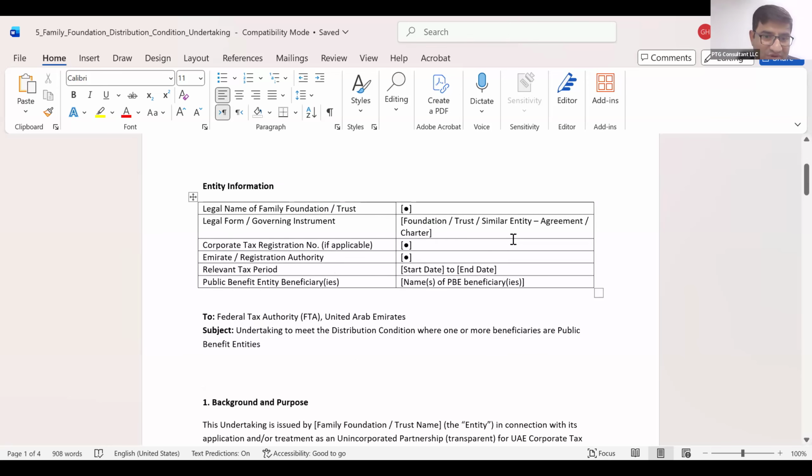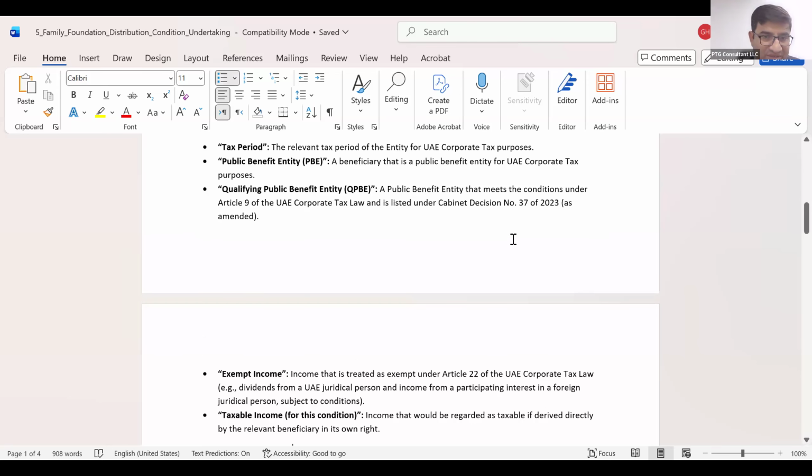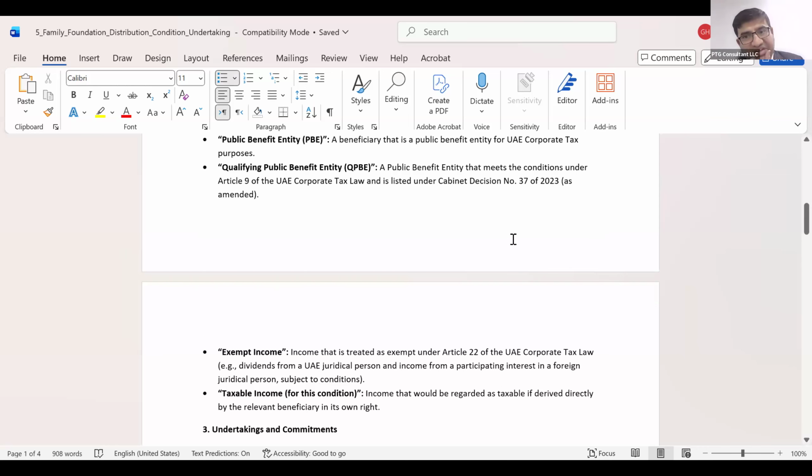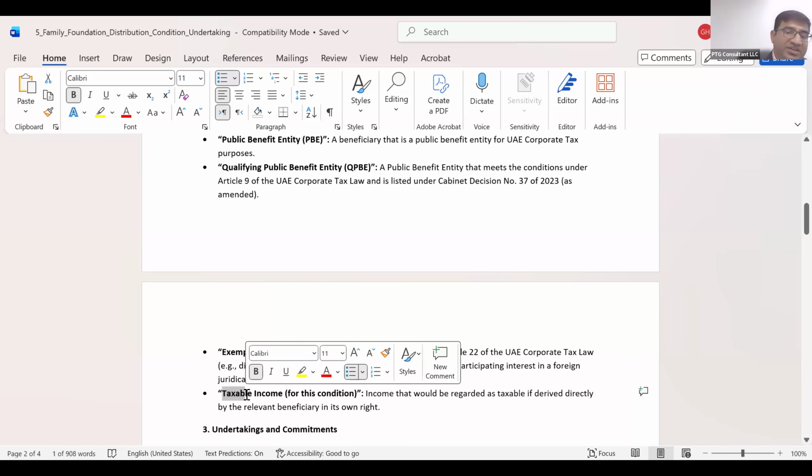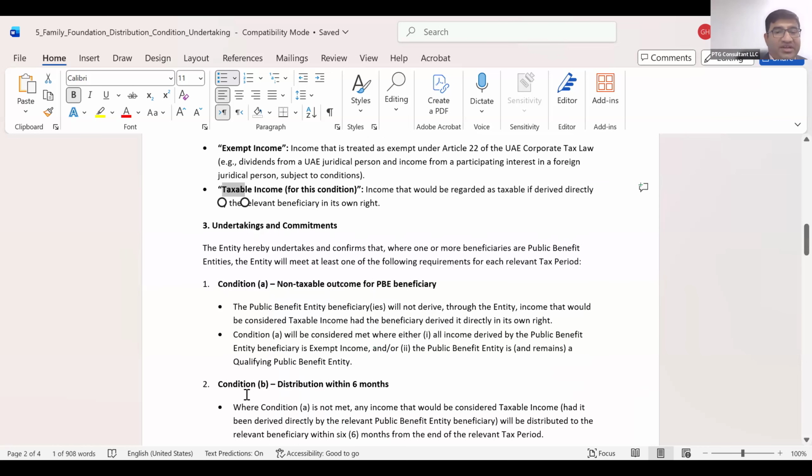Here we have to fill in all the information, then the background, and again the qualifying and public benefit entity elements are both added here. Then the important part: when will it be exempt income? It is exempt income if it is a qualifying public benefit entity. But if it is not a qualifying public benefit entity, then it would not be exempt. Then for the taxable income condition, we have to see what the other conditions are. So again, undertaking and commitment.